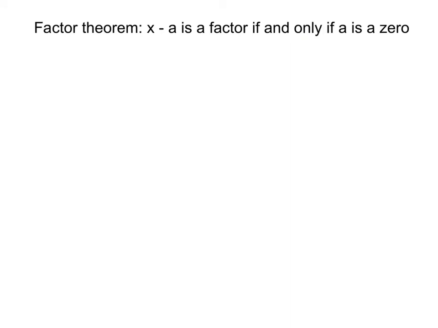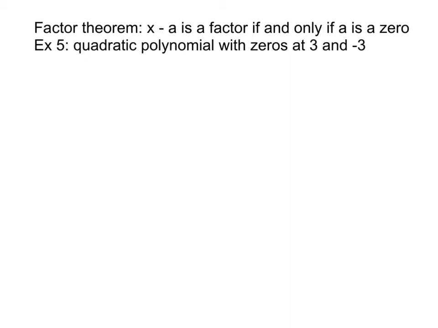The factor theorem says x minus a is a factor of a polynomial if and only if a is a 0. In example 5, we want to write a quadratic polynomial that has zeros at 3 and negative 3. So we're basically going from the answers and we're going to go back to the equation that's given to us.